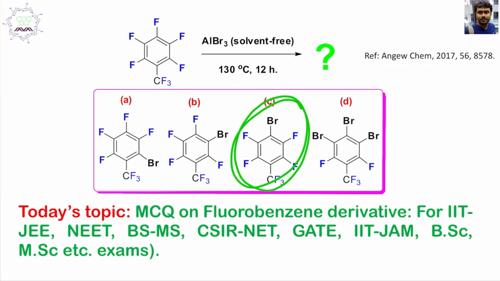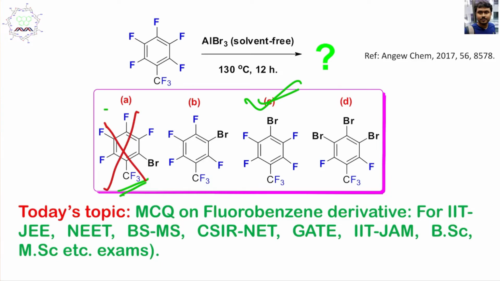Now you can say, sir, you are showing option C is the answer, why not the others? First of all, why not ortho? Because coordination of this fluoro to the aluminum center is difficult. Second, it will not have any fate because the second bromide minus can't attack the benzene ring. So the second step is not possible, that's why this is not possible.